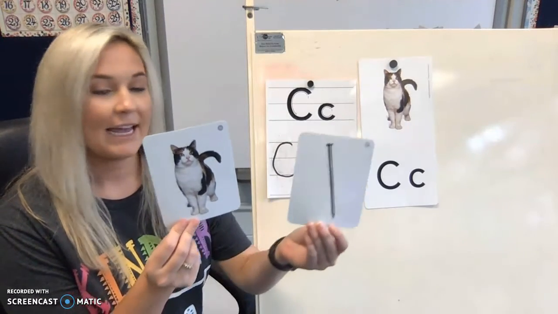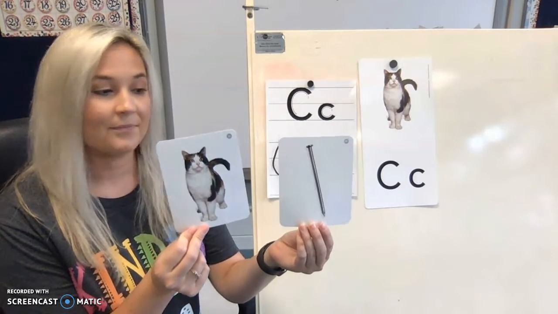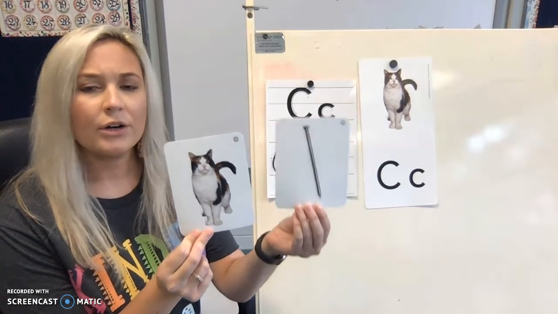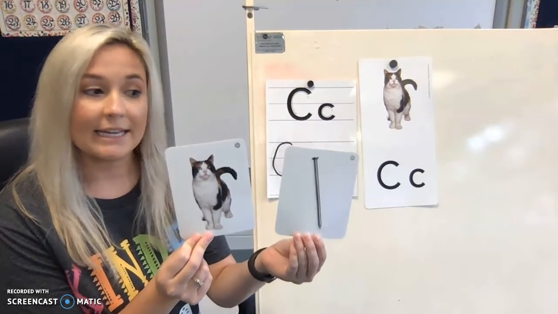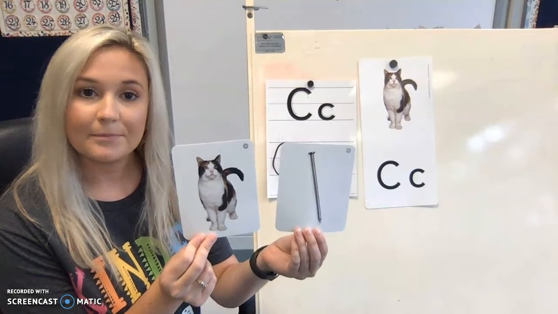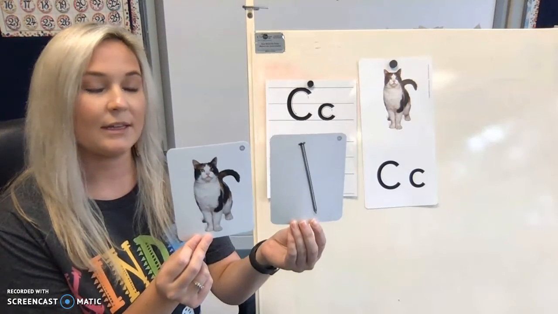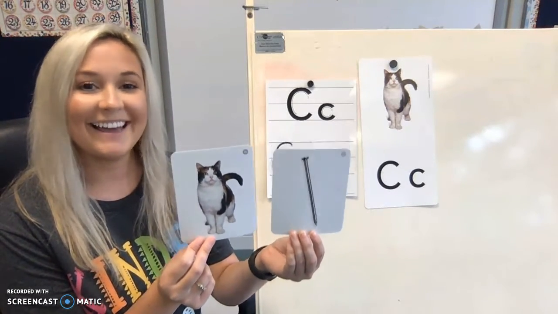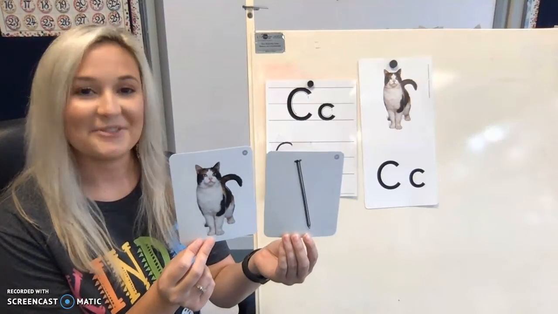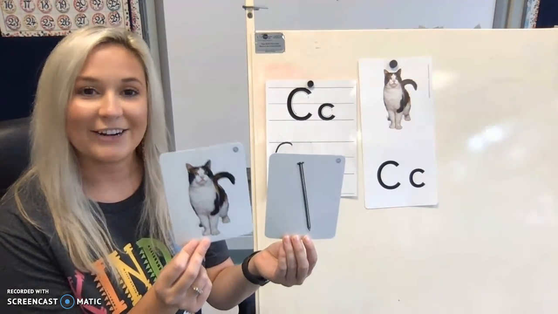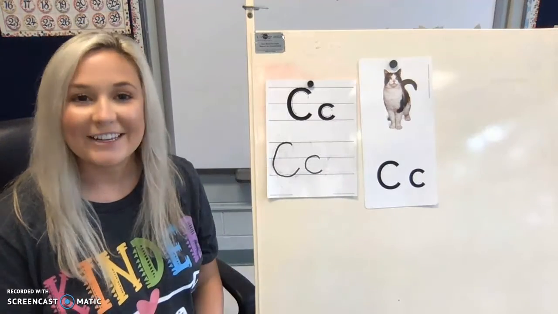Cat and nail. Cat, nail. Which word starts or begins with the letter C? Which word starts or begins with the letter that makes the K sound? That's right. Cat. Cat begins with the letter C. Great job today.